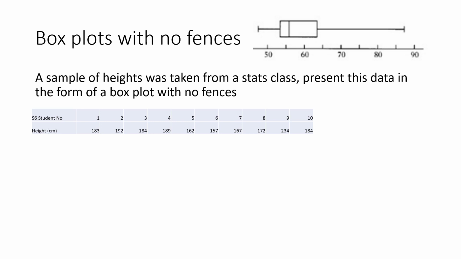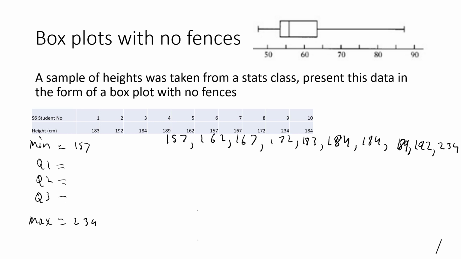Okay, so the last thing we need to know how to interpret and present are box plots. So to make a box plot, we need 5 things. We need minimum, which is 157, quartile 1, quartile 2, quartile 3, and the maximum, which is 234. In National 5 Maths, you would have covered how to find quartile 1 and quartile 3 and quartile 2. Quartile 2 is just the median.